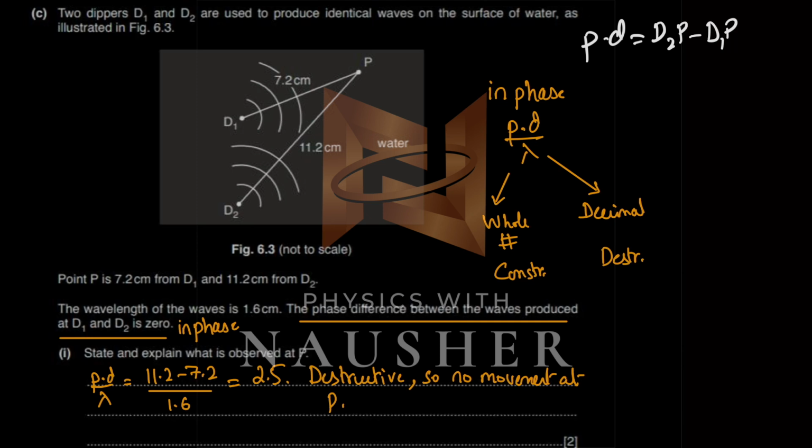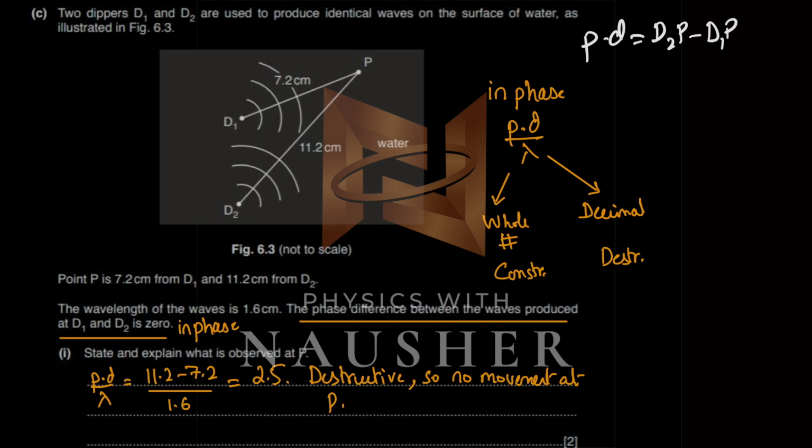So D2P minus D1P, 11.2 minus 7.2, that will give you the path difference, and the wavelength they've given to you in the question as 1.6. So if the path difference to lambda ratio turns out to be a whole number, then that means at point P they're meeting constructively. If they're meeting constructively, you'll have a lot of movement of water. If the path difference to lambda ratio is a decimal number, that means it's going to be destructive interference. That means it's going to be no movement of water over there because the waves are meeting destructively.